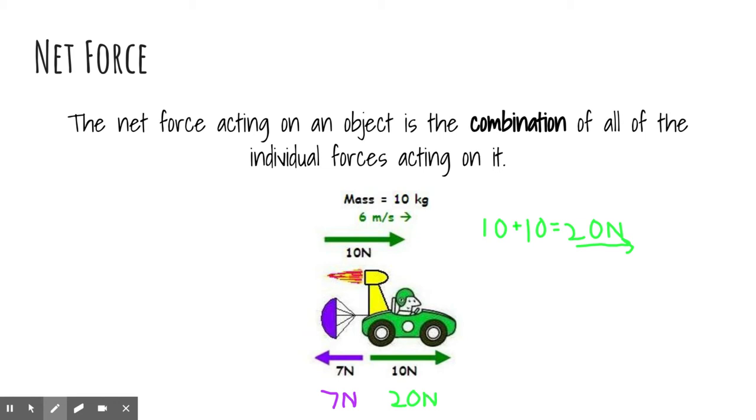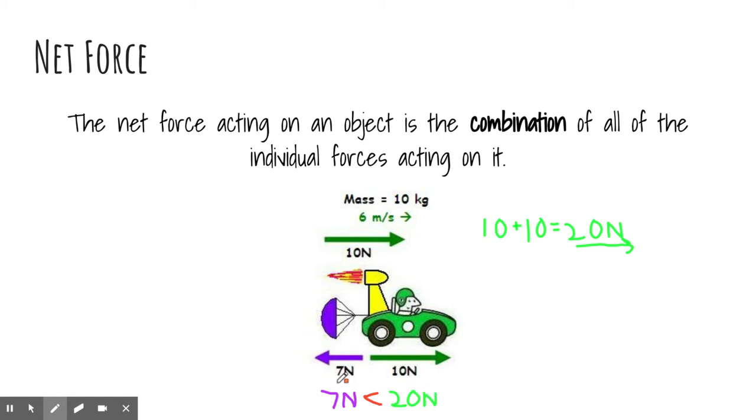Is it going to go to the left? Is it going to go to the right? Basically, we compare 7 newtons to 20 newtons. We have 20 newtons pushing the car to the right and 7 newtons pulling it to the left. If we compare 7 to 20, we obviously know that 7 is less than 20. 20 is greater, so the car is eventually going to move to the right. But now we need to figure out with how much force.